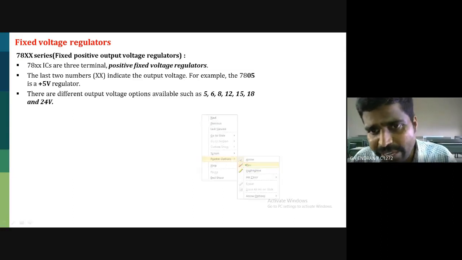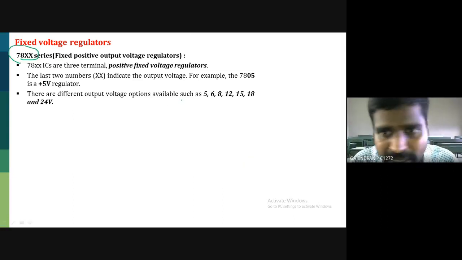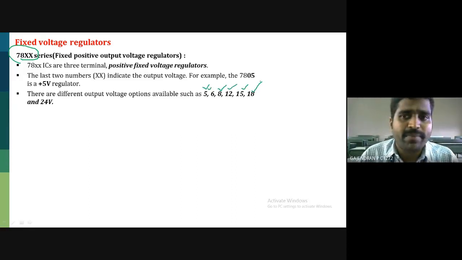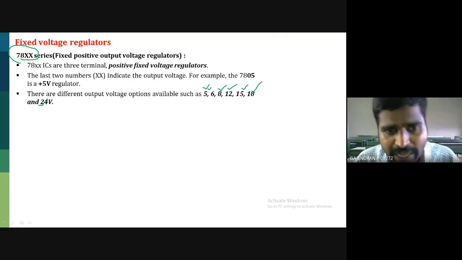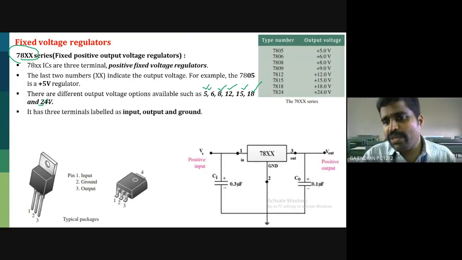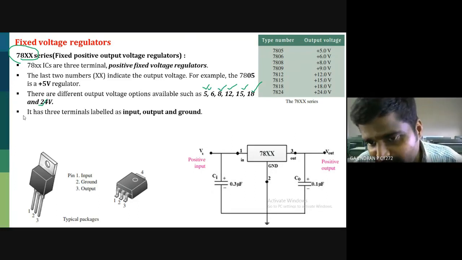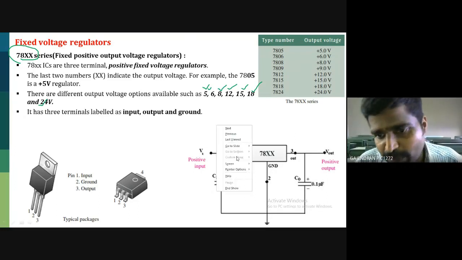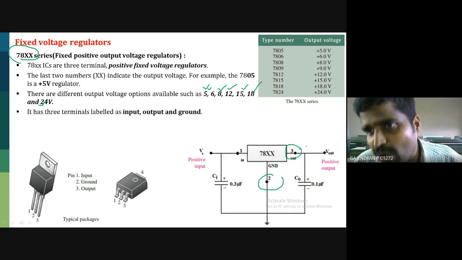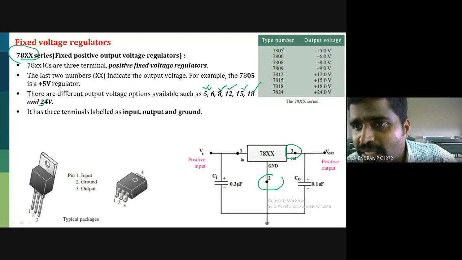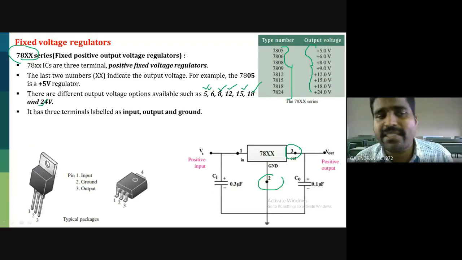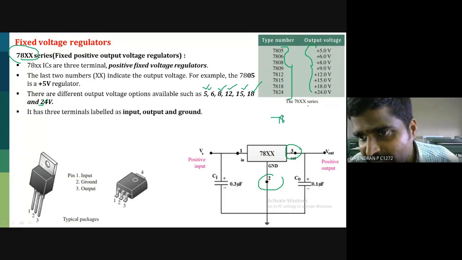What are the other variants available in the same IC? 5, 6, 8, 12, 15, 18 and 24. Okay, how would the connection be given? This is your connection. The first and second terminals are your input terminals. Then the second and third terminals are your output terminals. So this is the type number with corresponding output voltages. In general, it is called a 78 series.